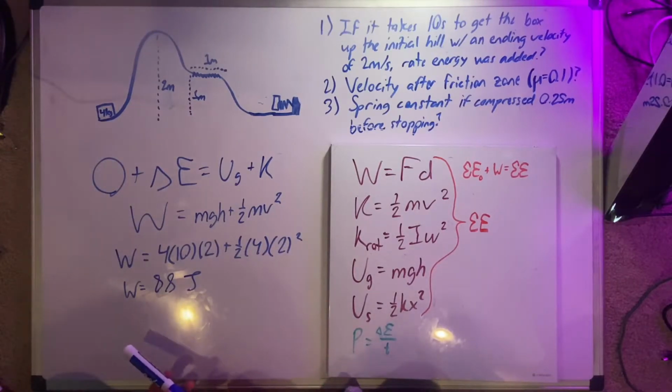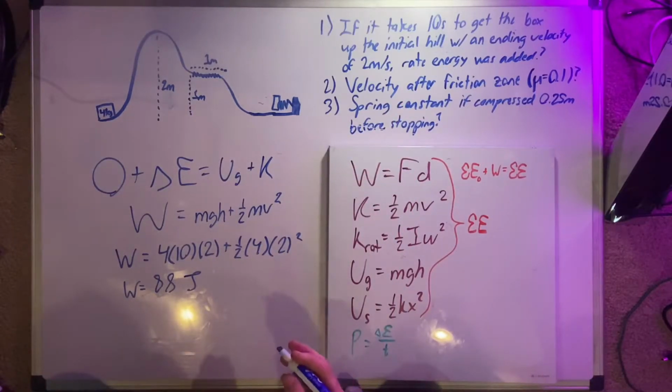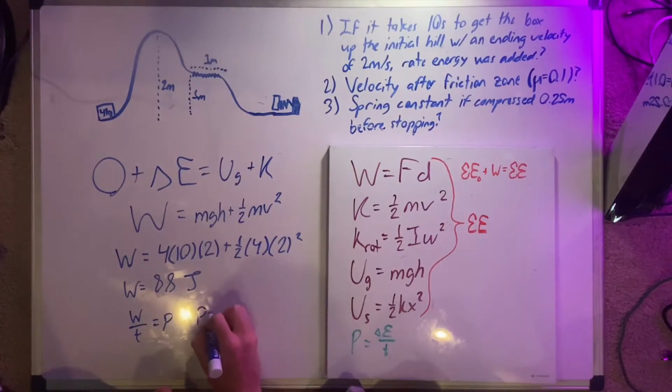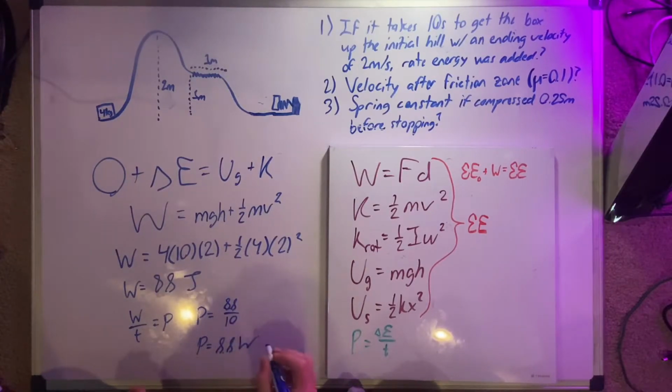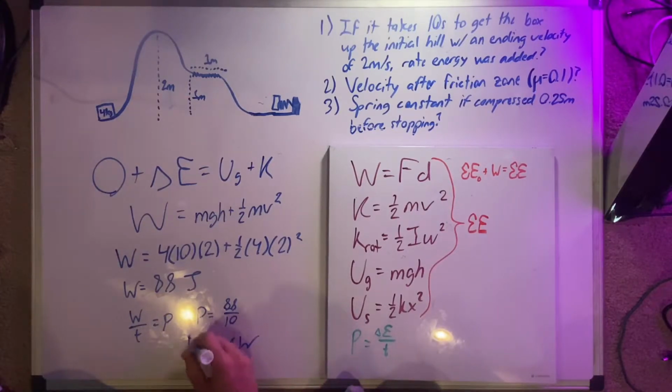And now we have to think about power. It says it takes 10 seconds to get the box up the hill, which means that we can divide work over time to get power. Power is equal to 88 over 10. So power is equal to 8.8 watts, or in other words, joules per second. So our initial power is 8.8 watts.